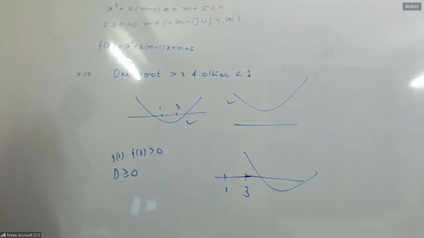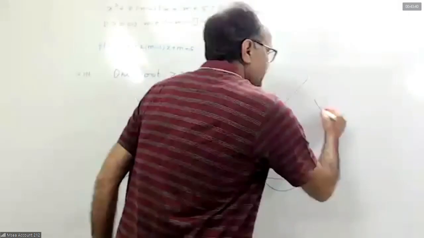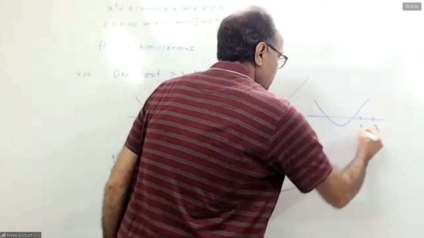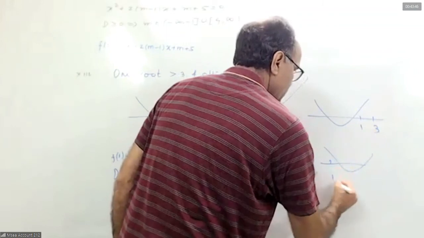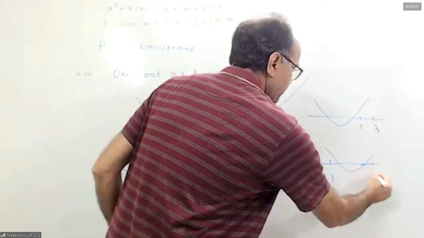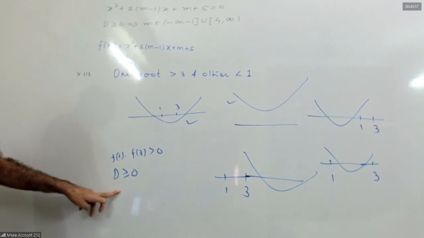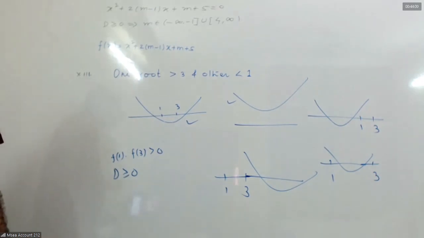What to do next? Under these two conditions, this is possible, this is possible. In fact, this is possible. In fact, this is possible. There are many things coming. F of 1 is less than 0 and f of 3 is also less than 0. What's your name? Ishaq. Correct. Very good.